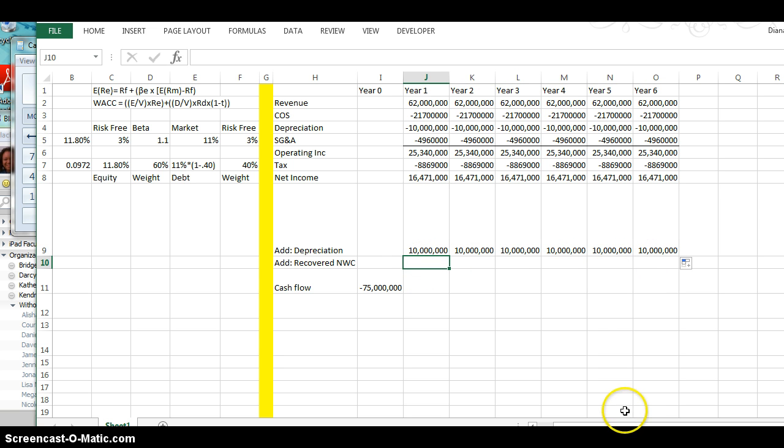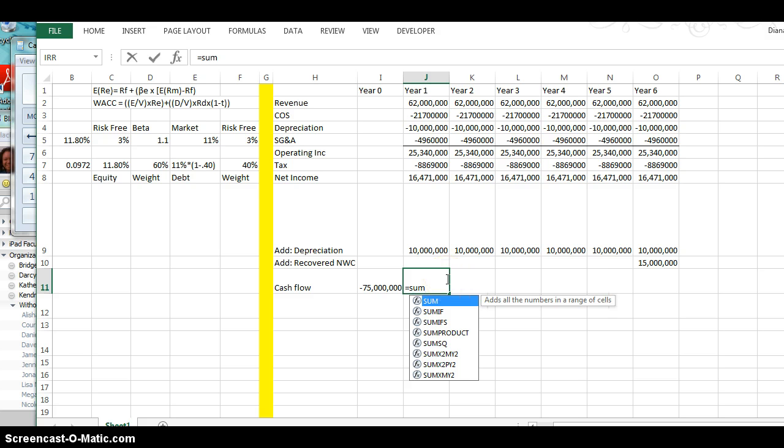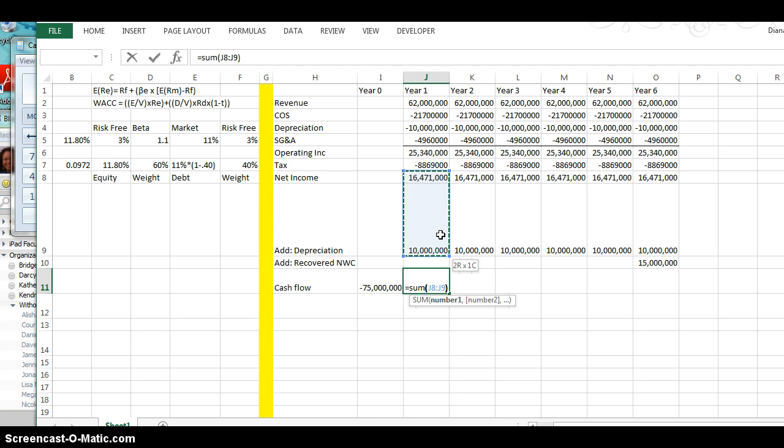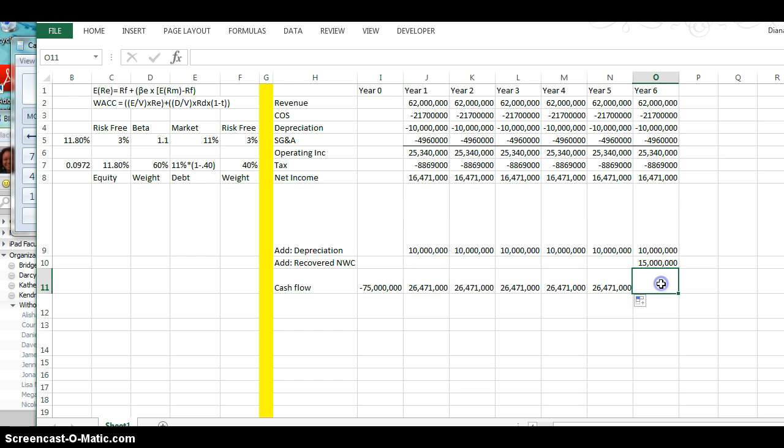Also, we've got some recovered net working capital. That additional $15 million in net working capital, at the end of the project, we get that back. So we're going to add that back to our cash flow in year 6 only. So now we've got our total cash flow numbers. And so we're going to take our net income plus our depreciation, and when it applies, we're going to also add in our recovered net working capital.